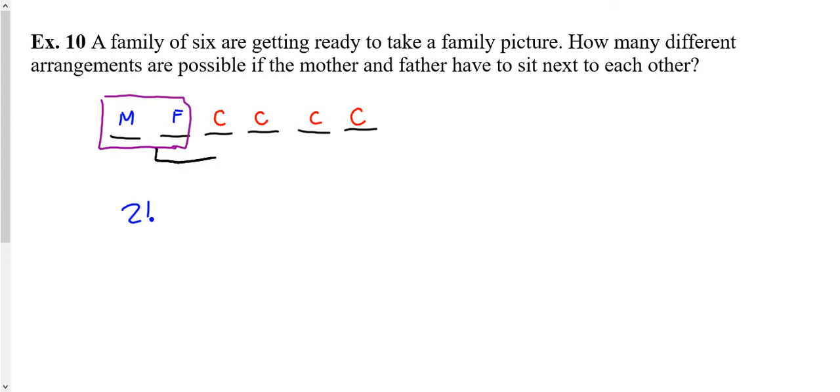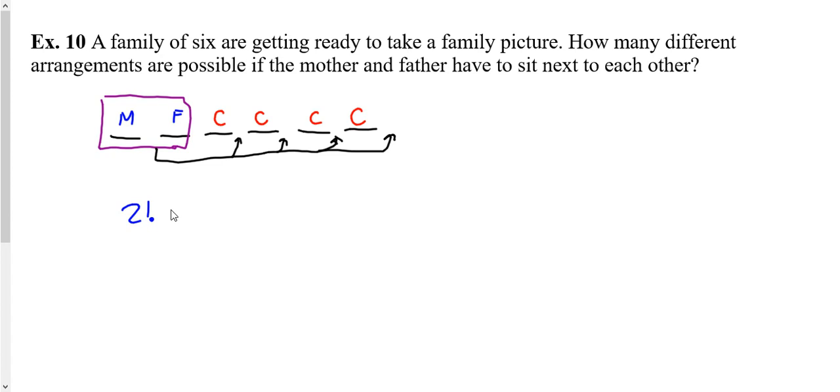They could have been right in between these 2 children, or between these 2 children, or right at the end. So really, how many positions can this mother and father pair be in? They could be in this first position, second, third, fourth, or fifth position.